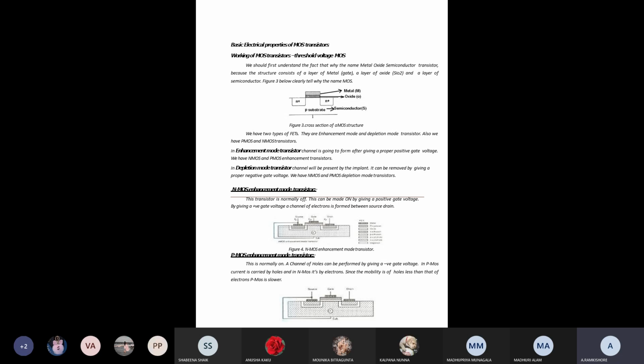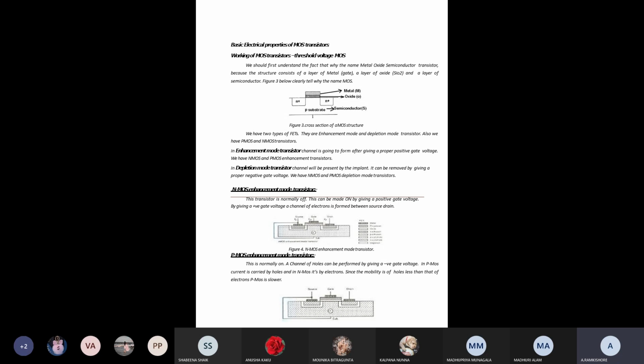Mainly, a MOS transistor is designed with a layer of metal, which is called the gate, a layer of oxide, SiO2, and a layer of semiconductor. By combining these materials on a proper substrate, it works as a MOS device, a metal oxide semiconductor device.